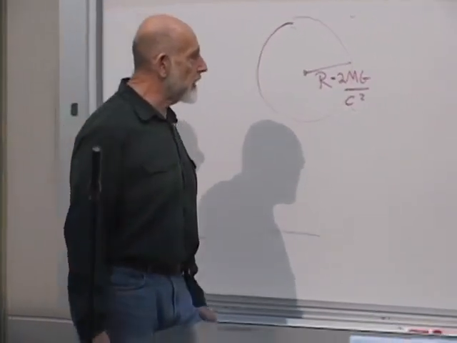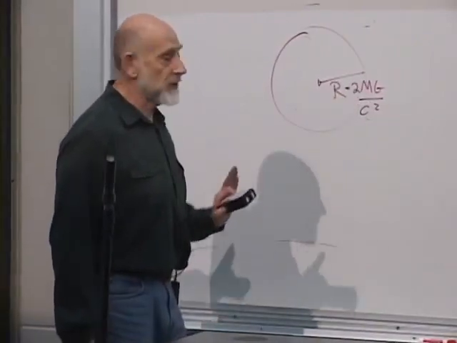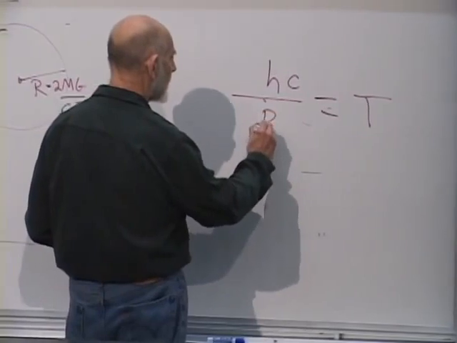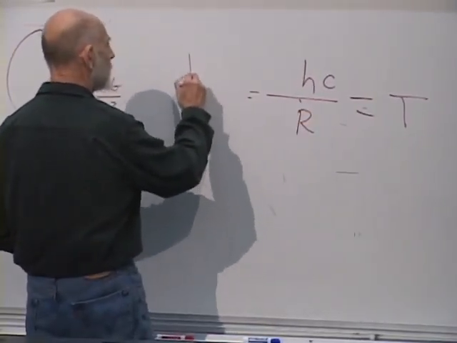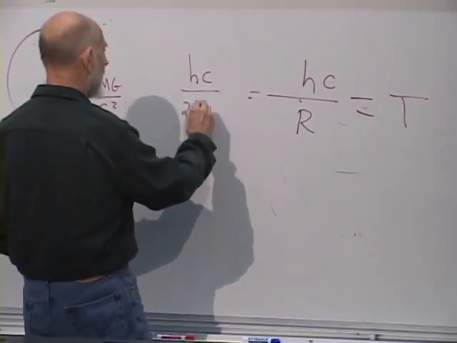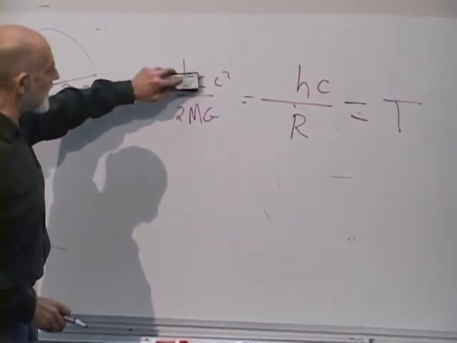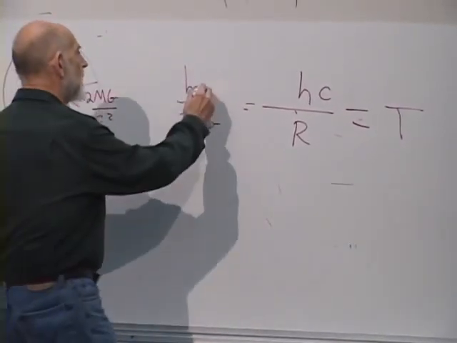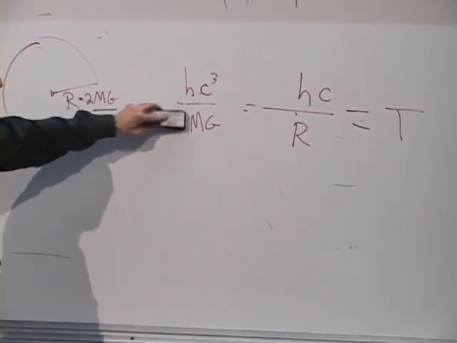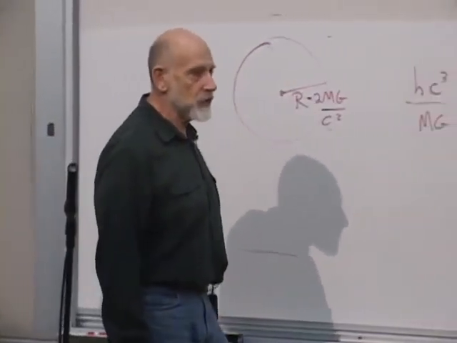All right, so that's the temperature. But remember that lambda is supposed to be chosen equal to the size of the black hole. So let's put that in. Either R or h c over twice mG, and another c squared in the numerator. So Planck's constant times c cubed, and we can't trust this factor of 2. The factor of 2 is not trustworthy. I'll tell you what the right answer is in a minute. h c cubed divided by the mass times G.